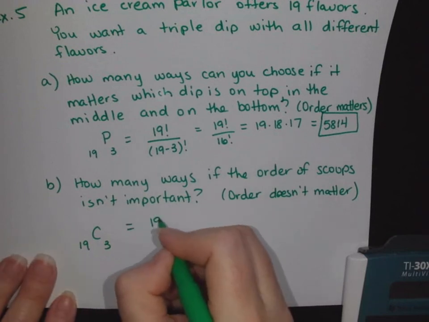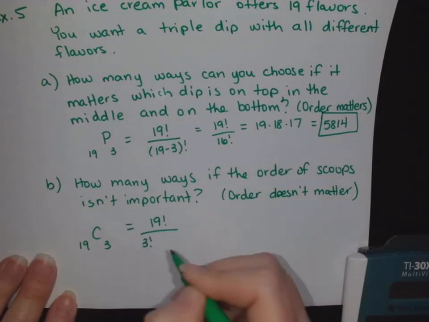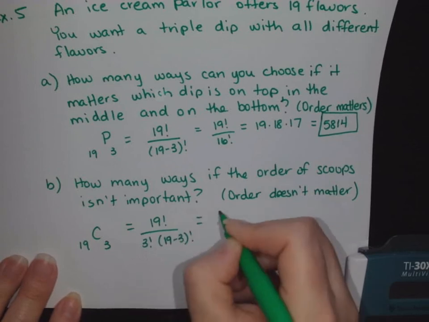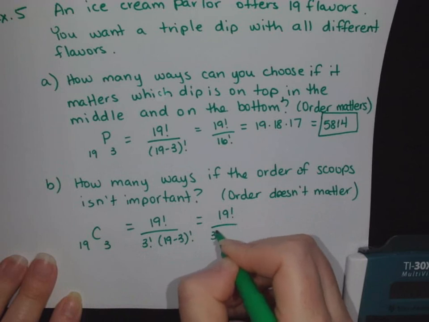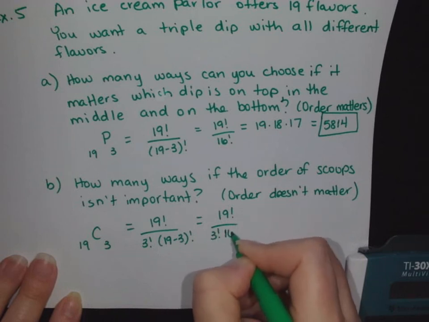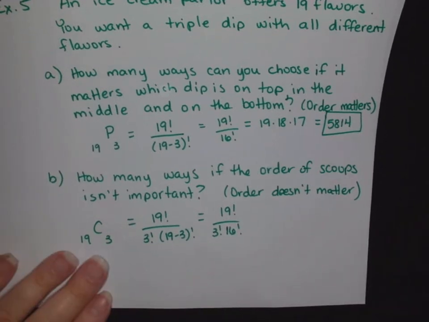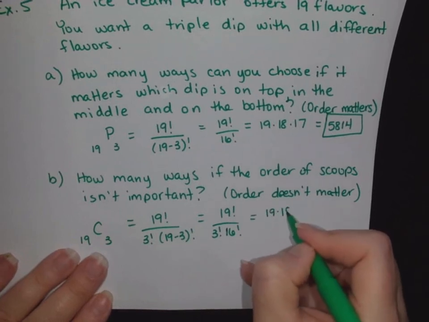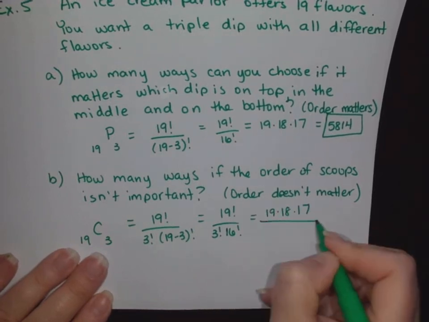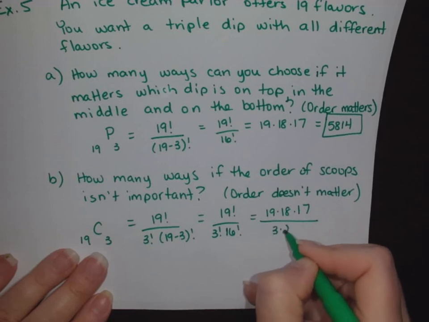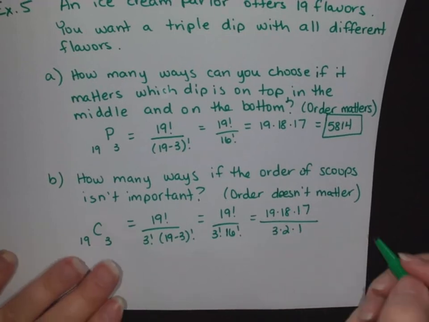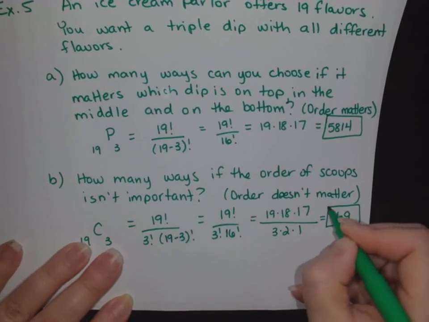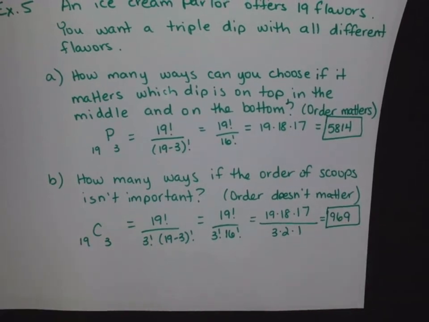So that looks like 19 factorial over 3 factorial, and then the difference between them, factorial. So 19 factorial over 3 factorial and 16 factorial. What you should end up getting is the 19, 18, 17 that you got in part A, but over the 3, 2, 1. So you still get a lot of choices, but fewer choices. You only have 969 choices.